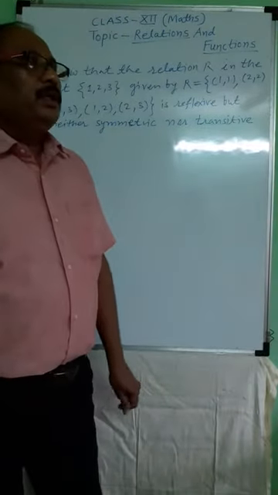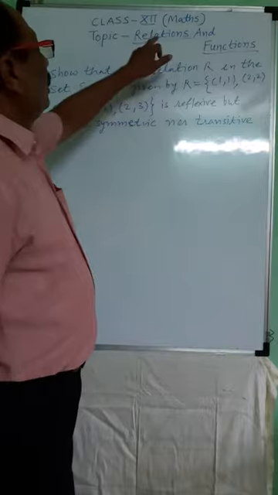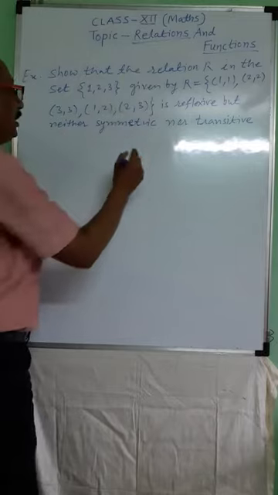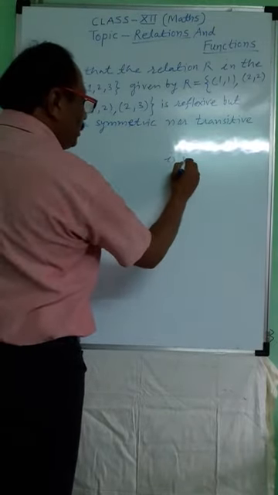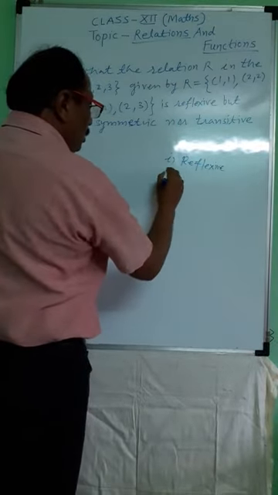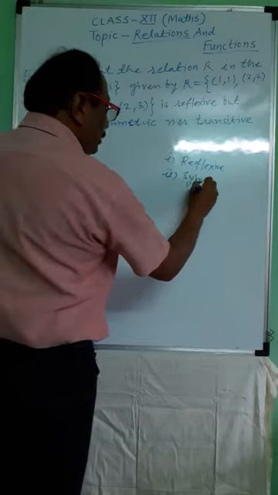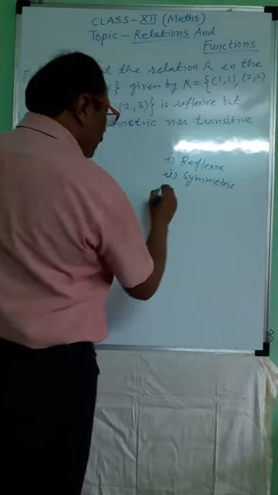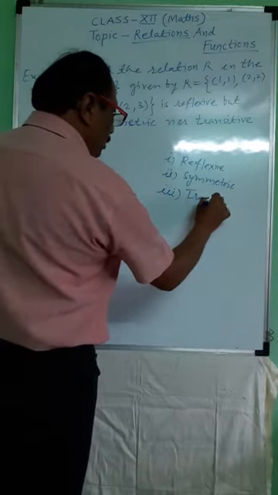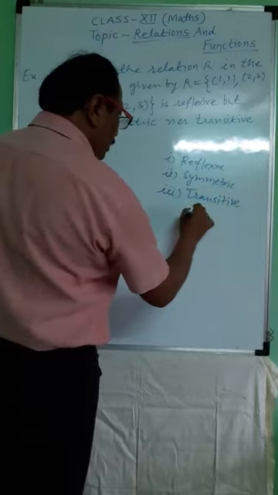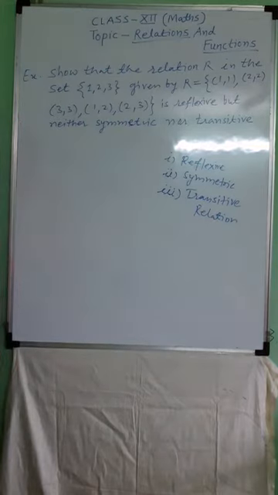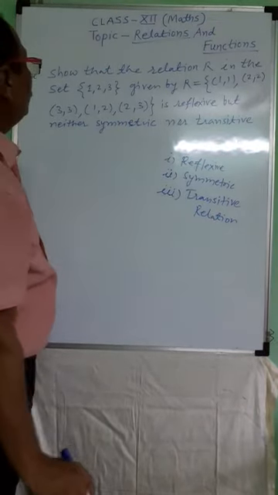Dear students, in the last period we have seen relations, the meaning of relation, and types of relations. There are three types of relations we have seen. Number one, reflexive relations. Number two, symmetric relations. And the third one, transitive relations. And a few problems based on the types of relations.